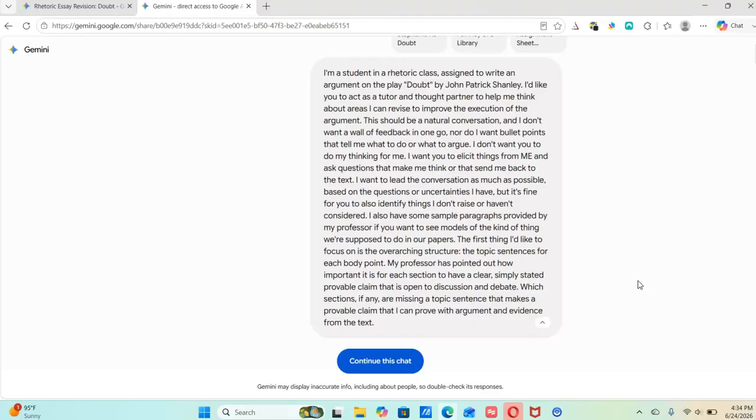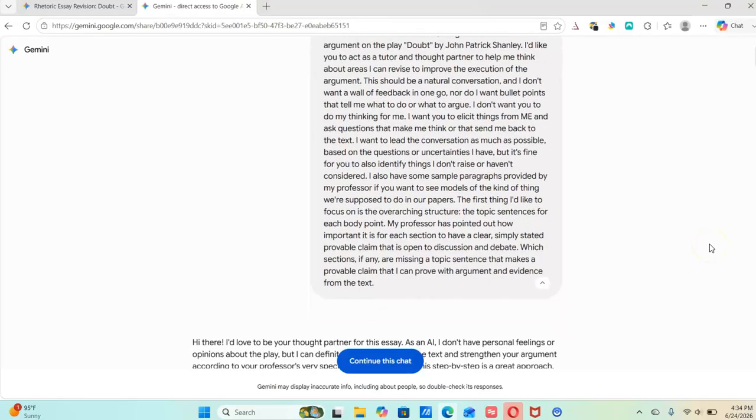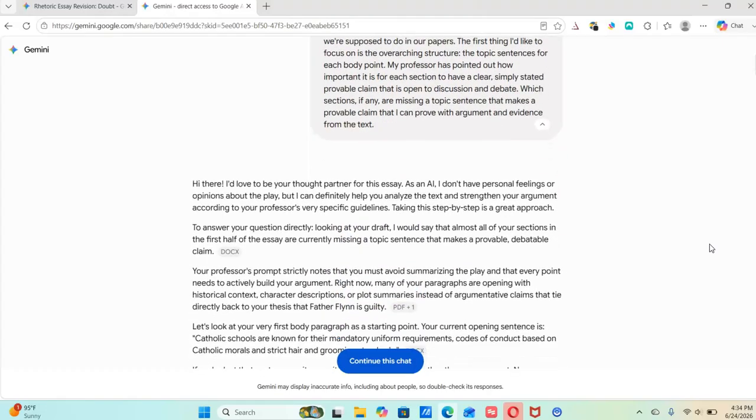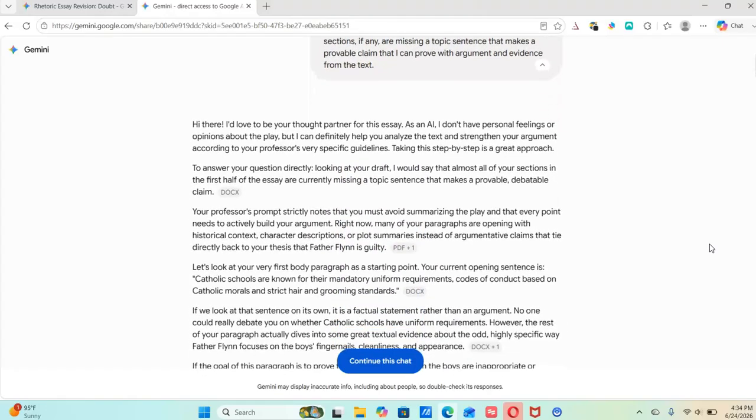So I always start with big structure type things, because if the structure's not in place, then everything else kind of falls apart. So I started with the topic sentences, and I said, which topic sentences or which sections, if any, are missing a topic sentence that makes a provable claim. And so that's how I started the conversation. Now, I'm not going to read the whole thread, but I'm going to highlight a few important things.